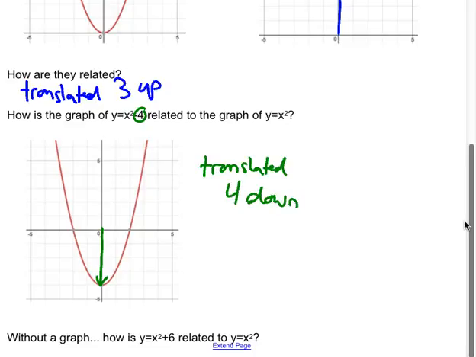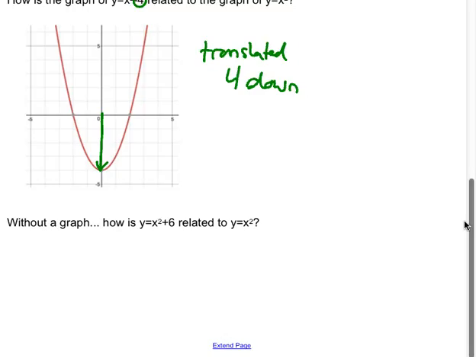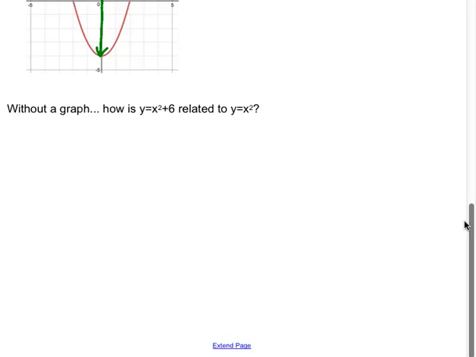So hopefully you can see a pattern that when you have the parent function and you're just adding or subtracting from it at the end, basically all that's happening is you're moving the graph up or down. So what is this plus 6 doing? Well, it's going to translate it 6 up, okay? So that's pretty basic. Most students don't have any issues with the translating up and down, all right?